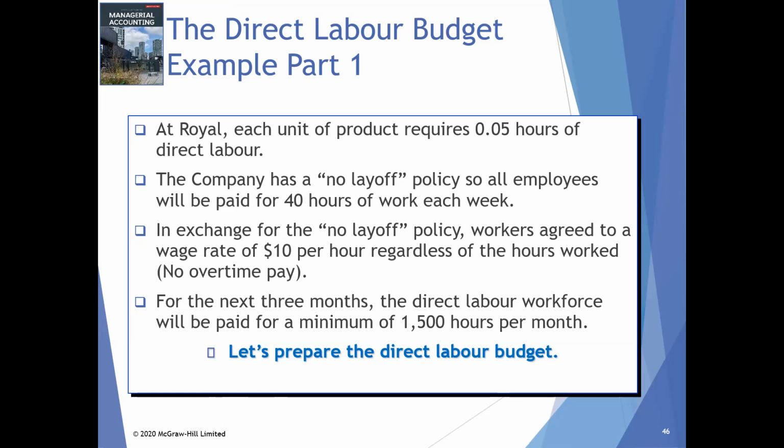So whether they are working for 8 hours, or less than or more than that, the company is going to pay the 8 hours pay. For the next 3 months, the direct labor workforce will be paid for a minimum of 1,500 hours per month. So here we are not considering whether there may be one employee or two employees, but we are considering 1,500 hours per month, which will be allotted to the whole workforce in our organization in the manufacturing process. So let's have a look.